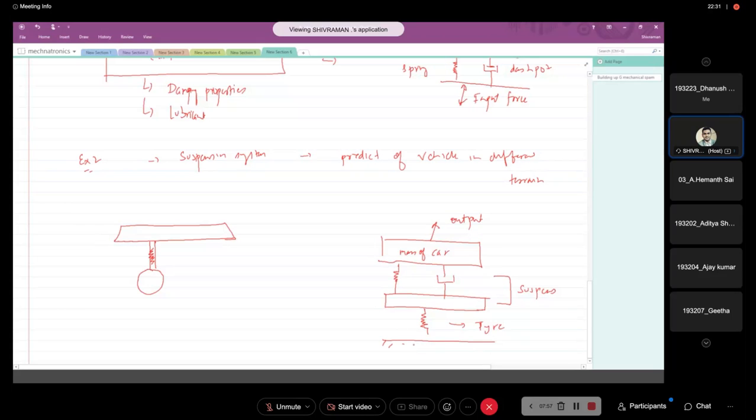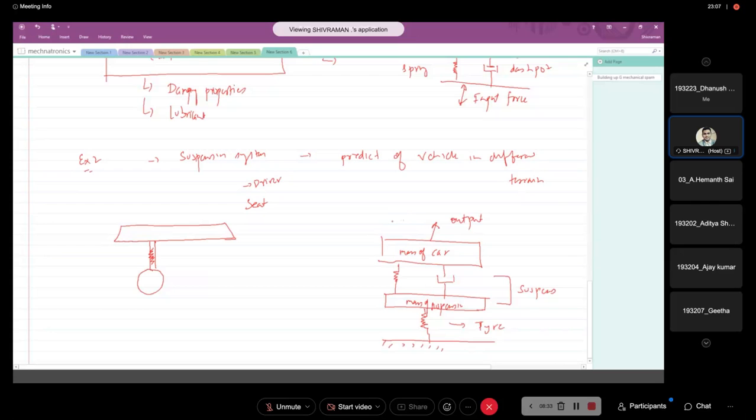Okay, so this spring, dashpot and mass suspension arrangement represents a suspension system through which you can predict its behavior in different terrain. And in order to further complicate the structure, you can also add a seat and driver. Above that, you can complicate the system more.